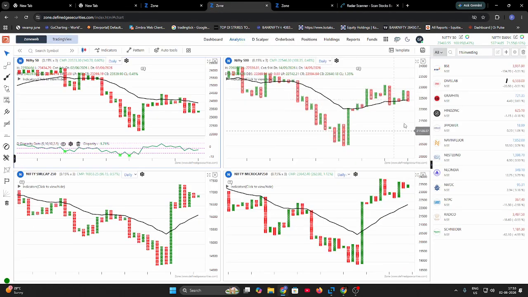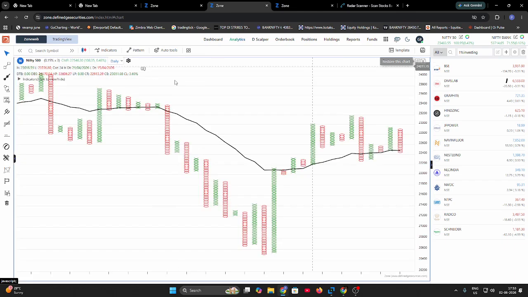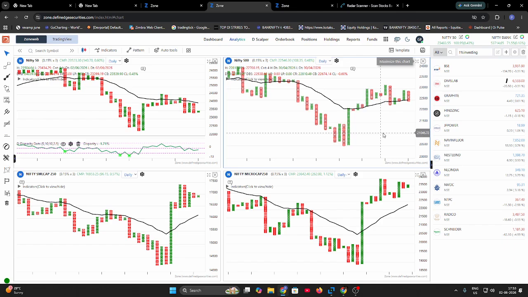So what is the DTB? If I go here, there's a DTB here. But now if I put a scanner here, it shows the DTB level 22982. DTB 22982, this becomes bullish. So it makes trading more objective.